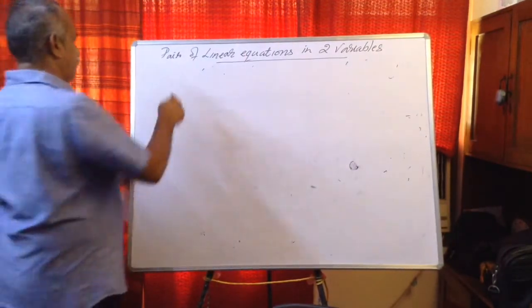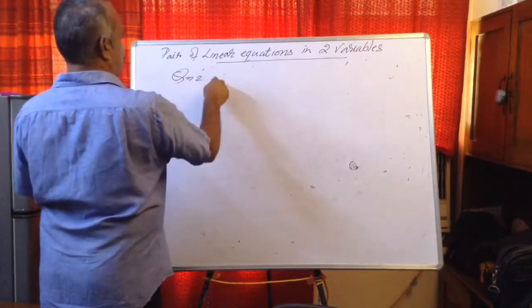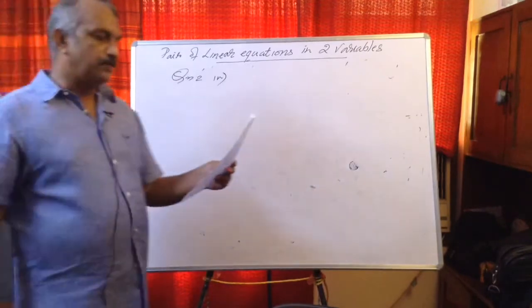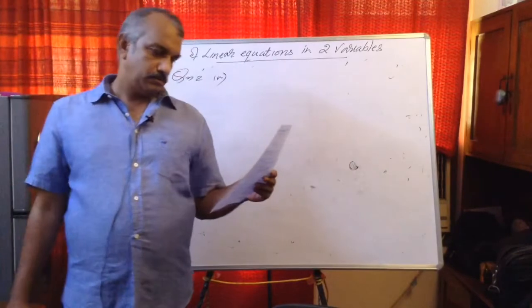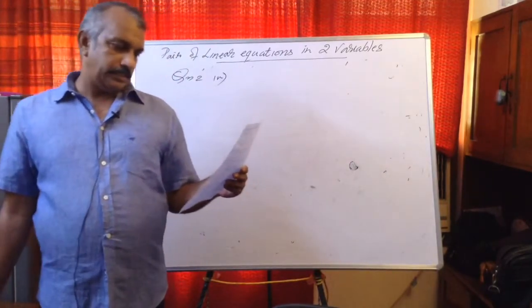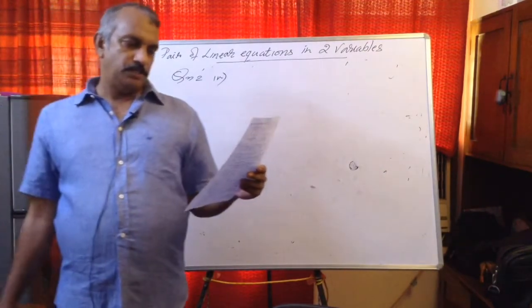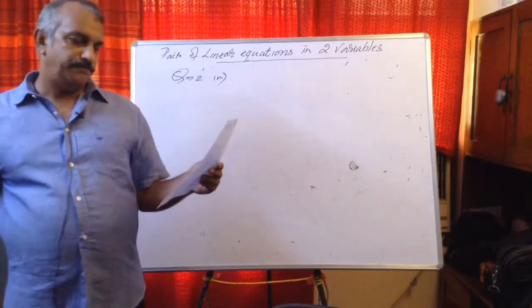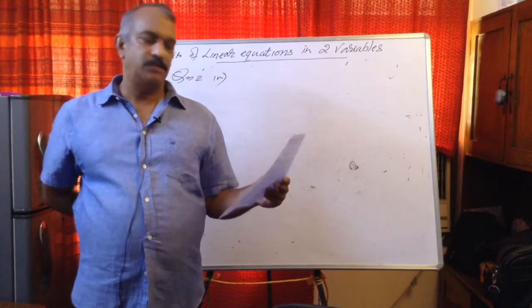Question number 2, fourth part. Read the question. Meena went to a bank to withdraw rupees 2000. She asked the cashier to give her rupees 50 and rupees 100 notes only. Meena got 25 notes in all, and how many notes of 50 and how many notes of 100 did she receive?